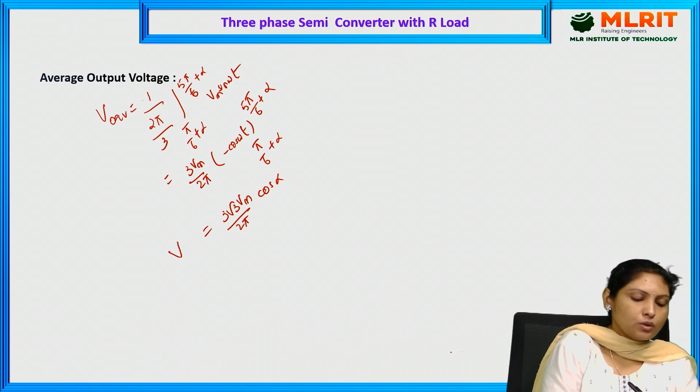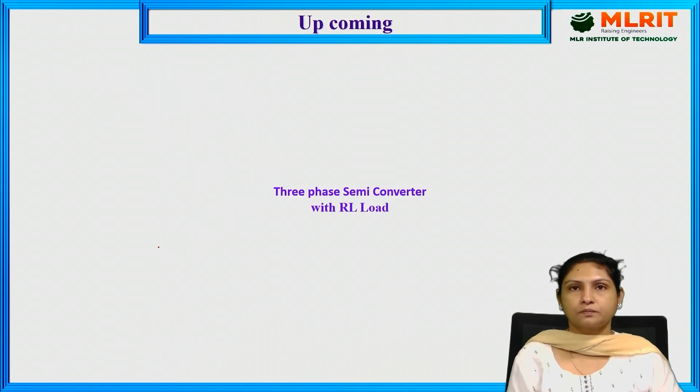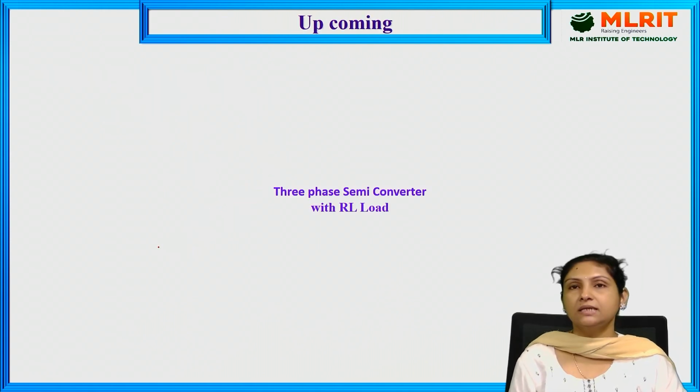This is V0 average. In the next lecture, we will be seeing the three-phase semi-converter with RL load.